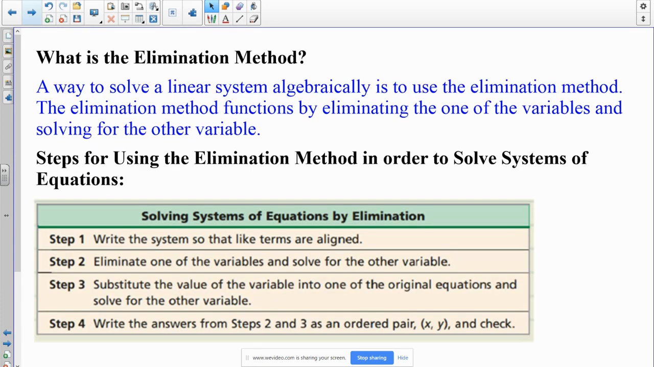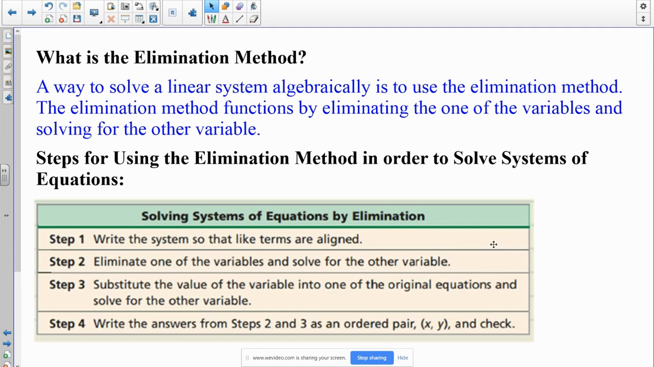So to define the elimination method, it's a way to solve a linear equation system algebraically, and we use it by eliminating one of the variables and then solving for the other variable. So if you eliminate the x variable, you're going to solve for the y variable first. Or if you eliminate the y variable, then you'll solve for the x variable first. And there's 4 steps to using the elimination method.